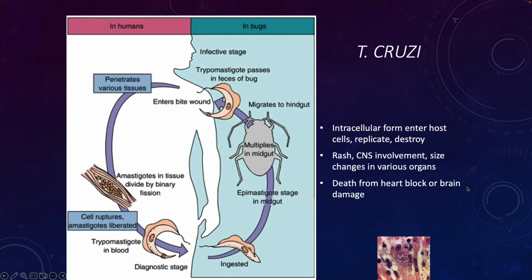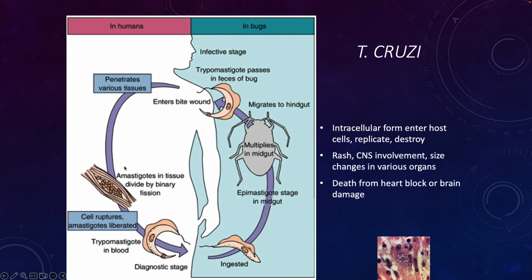Trypanosoma cruzi, which is the one that we have in the Americas, so North and South America, is an intracellular form. So it wants to enter host cells. It replicates and destroys those host cells. You often will see a rash. You can have central nervous system involvement, and you can see size changes in various organs as they swell because of the infection. Patients who get this infection who die often die because of heart block or brain damage.